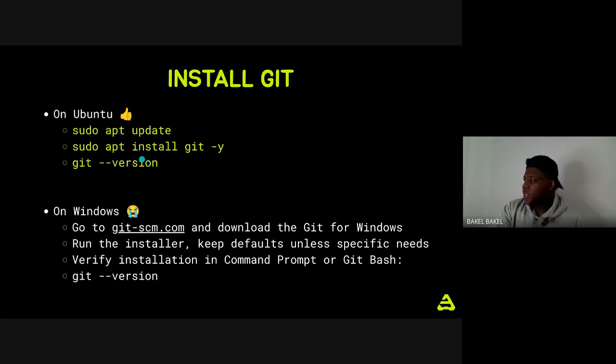So for those on native Ubuntu, the command is sudo apt install git.